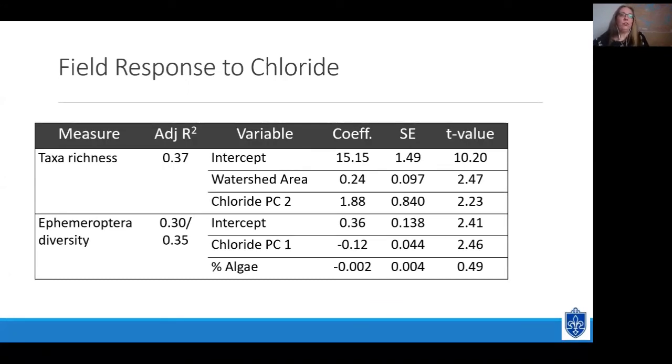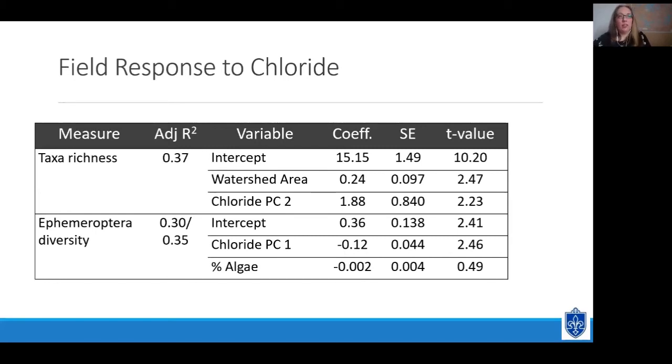So the final models for the 2 aquatic invertebrate measures are shown here. Looking first at taxa richness, we see a positive relationship with both watershed area and with the second principal component axis. The increase in taxa richness with increased watershed area follows the predictions that are made for small streams in the river continuum concept, which basically states that further downstream, there's often a greater heterogeneity of habitat and food resources available, and so that can support additional taxa.